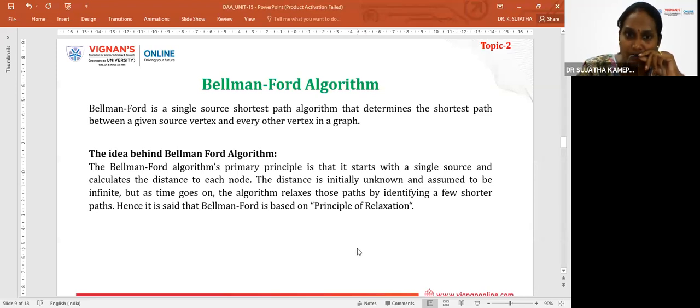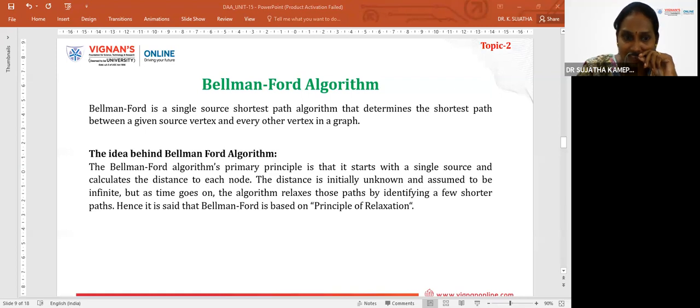So here we are going to see what is the purpose of using the Bellman-Ford algorithm. What is this algorithm? What is the main principle behind this algorithm? And how to find the shortest path using this algorithm by taking an example. That is, we are going to solve an instance, right? So first of all, what is this Bellman-Ford algorithm?